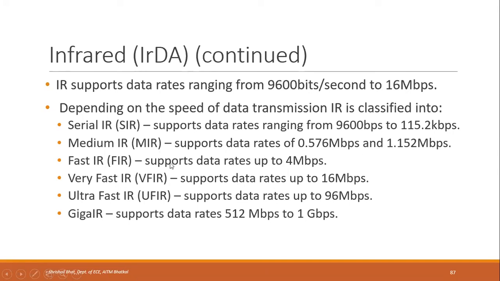Then fast IR, which supports up to 4 Mbps. After this, very fast IR, VFIR, supports up to 16 Mbps. Above this, there is ultra FIR, UFIR, which supports up to 96 Mbps. Then still above this, there is Giga IR. It supports data rates from 512 Mbps to 1 Gbps. Okay, this is the maximum it can achieve.